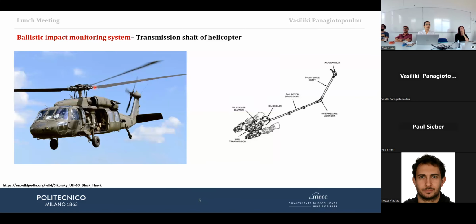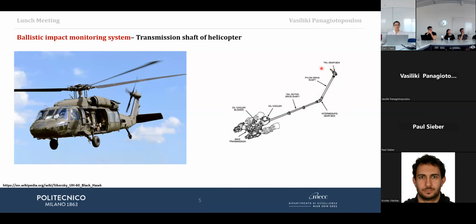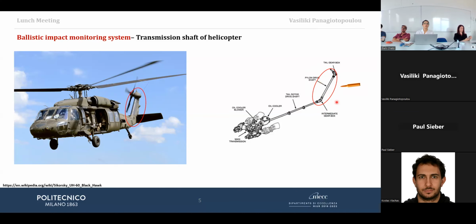So when we have an actual helicopter flying, we may see the internal mechanical parts of the tail, and it's actually the engine, the horizontal shaft here, which is in most cases around 3 meters, the intermediate gearbox, and then the oblique shaft, reaching the tail gearbox, and at the end, the tail rotor. We are interested mostly in this oblique shaft over here, which will experience the ballistic impact.